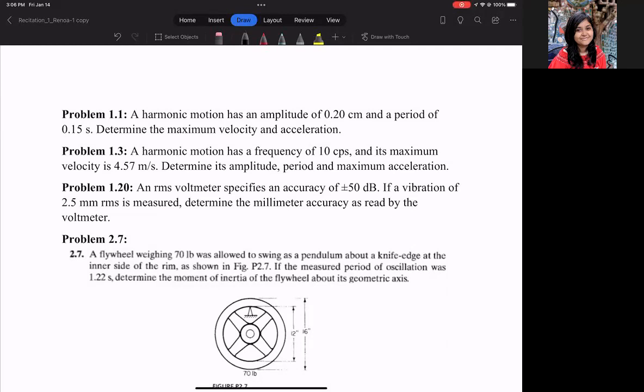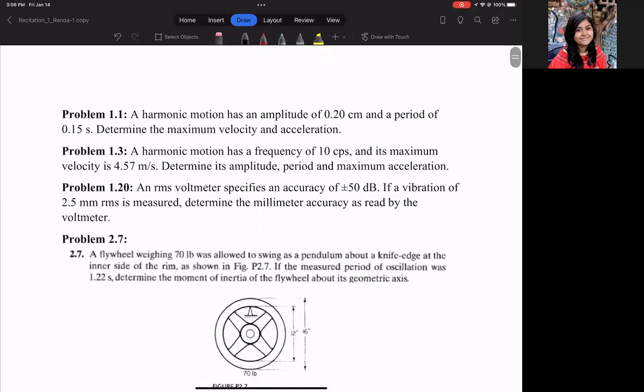I will be your GTA for EML 4225 vibration and control. For today's recitation session, I'm going to solve 4 problems. If you have any questions or concerns about this, feel free to reach out to me at my office hour. So let's start.